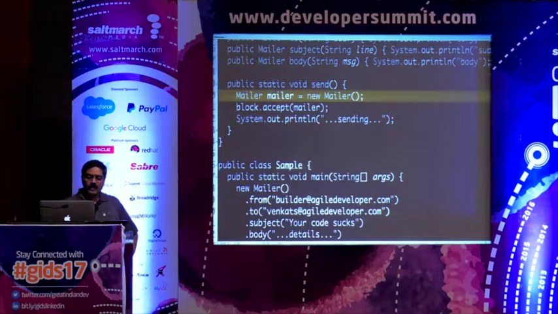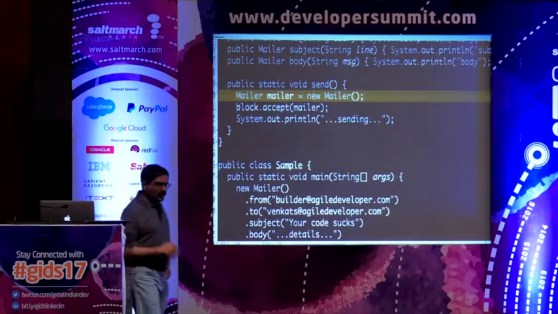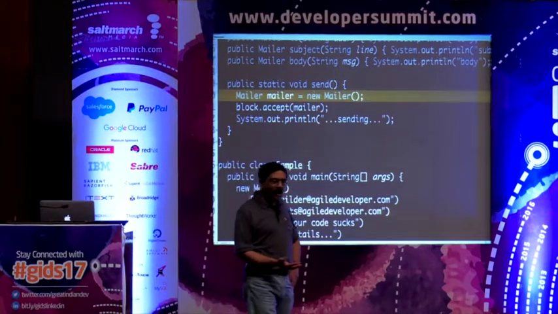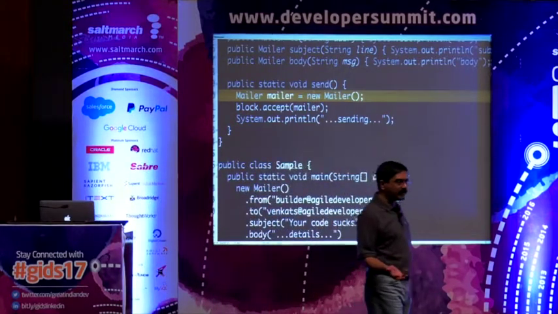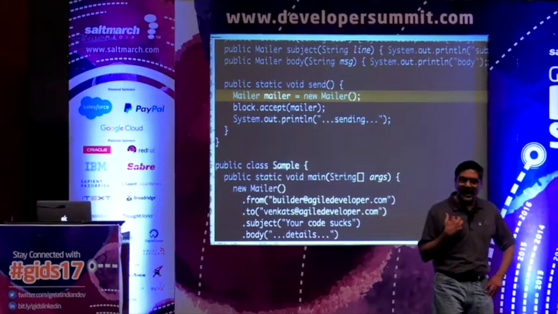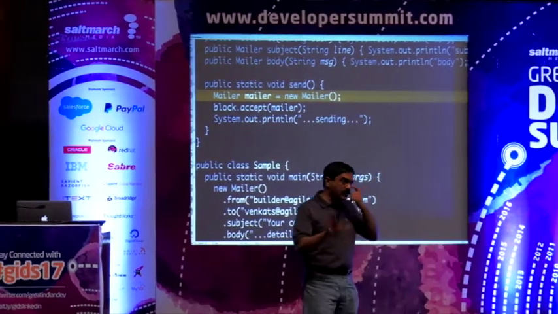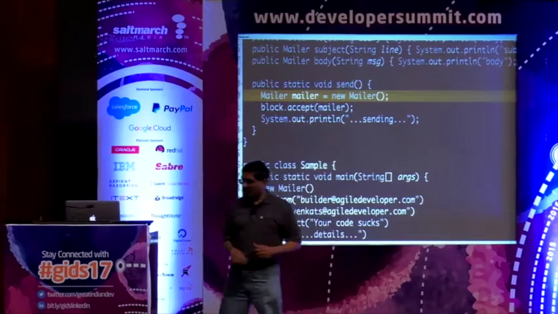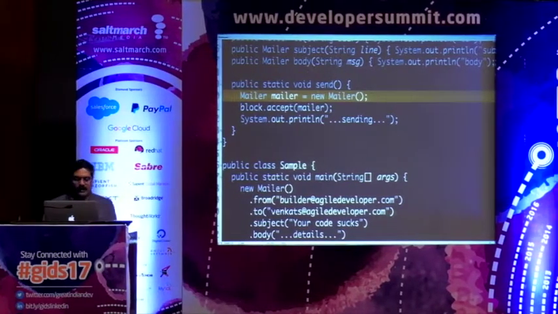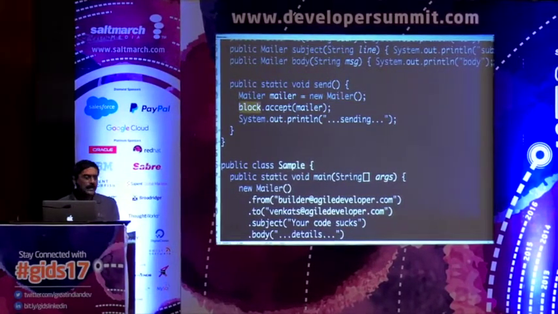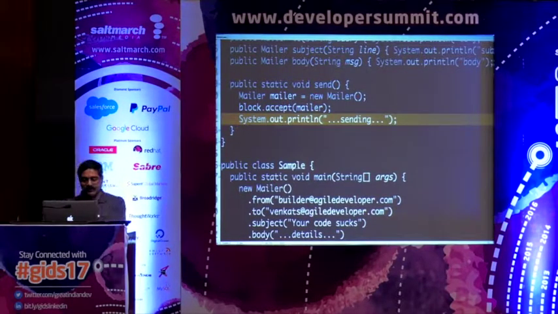As the person writing the send method, I can decide what to do here. I can either reuse the mailer or create a new one every time. That's my choice as the author of this class. You, as a user of the class, don't have to worry about it. So I have a mailer object created, and I pass it to some block. We don't know what that is. And when you come back from this call, I'm going to call the send method.